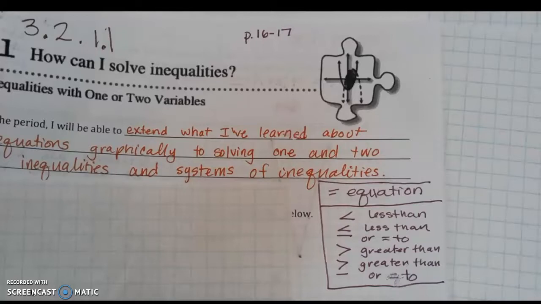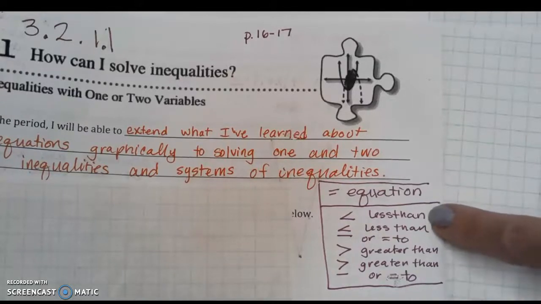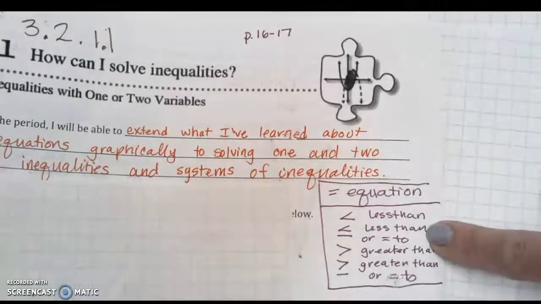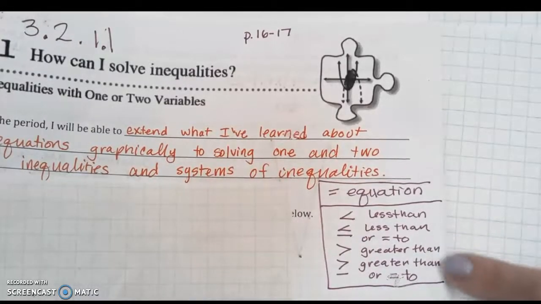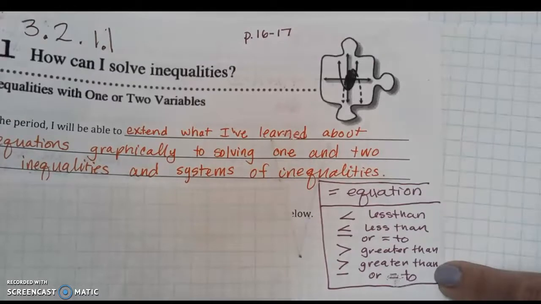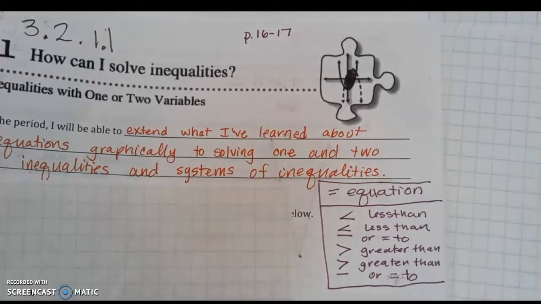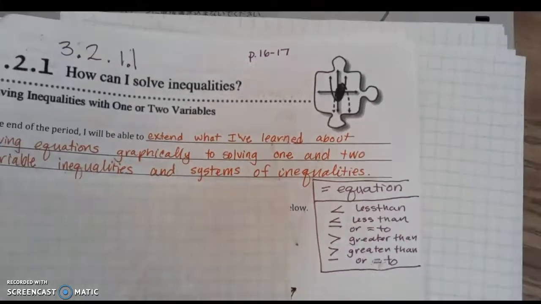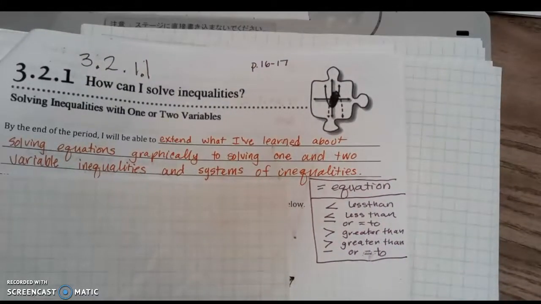And then equations do not have shading, but less than or equal to, greater than or equal to is going to have shading. Okay? So these are less than, greater than, less than or equal to, greater than or equal to. Those are our four inequality signs. Technically, an equation sign with a slash through it is also an inequality, but we're not talking about that one right now. Okay?